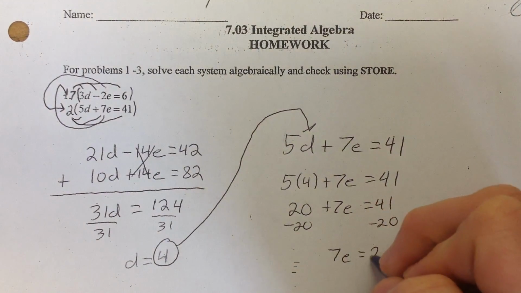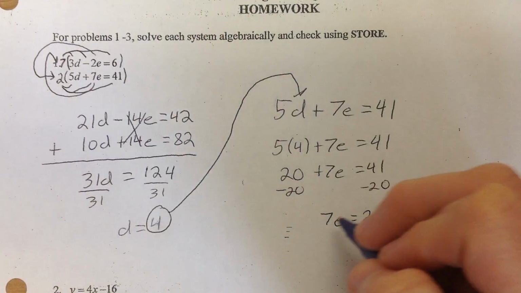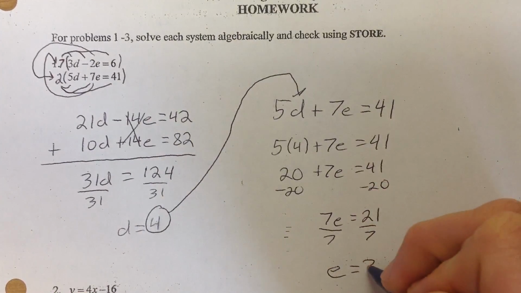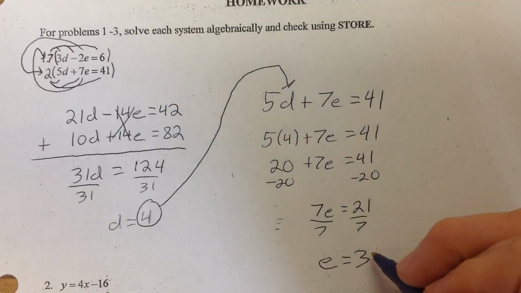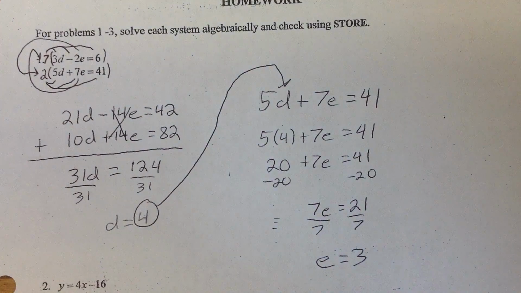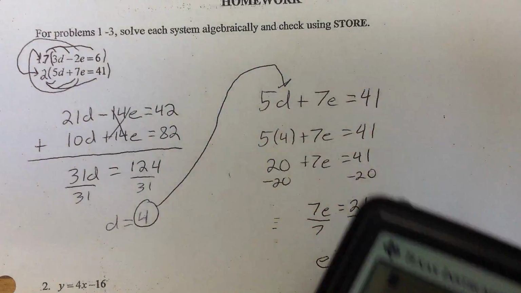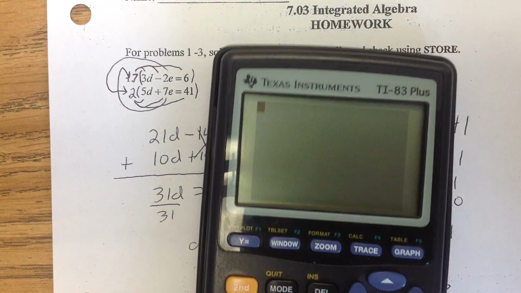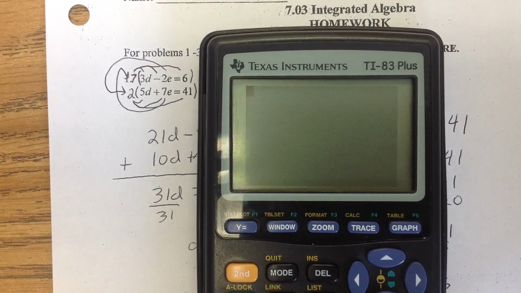7e equals 21. Divide by 7, divide by 7, e equals 3. All right, so now I've got both of my letters, so I've solved the system. Never a bad idea just to go back and check these. So we'd bring out our calculator. D is 4, E is 3, so we would just plug them in.